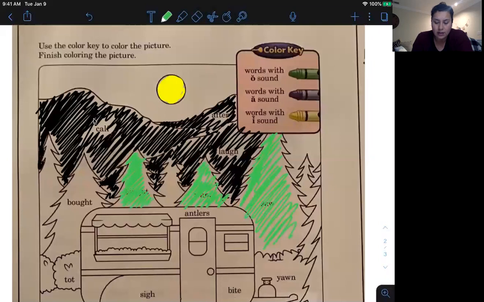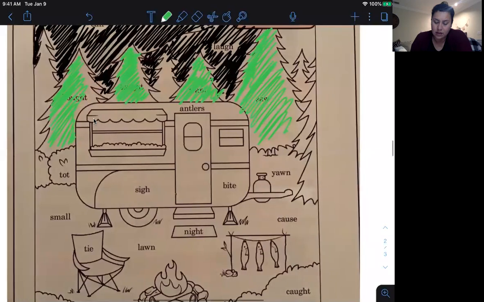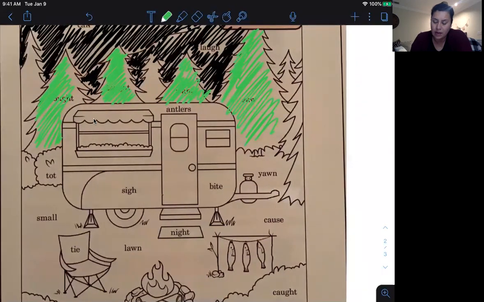Let's color it green. Bought. Ought in thought, O-U-G-H-T. Excuse me. That sounds like ah, right? Ah, in ostrich. Okay, let's see. There's a couple more. I'm only going to do a couple more with you, and then I'm going to let you guys finish this up on your own, okay? I know you can handle it.